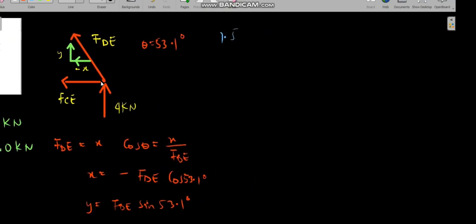Okay, so let's write the sum of the forces in the X direction and the sum of the forces in the Y direction. For the sum of the forces in the X direction, first of all, we have negative FDE cosine of 53.1 degrees, and then minus FCE, it is also negative. Okay, so those are the X components, so this should be equal to 0.